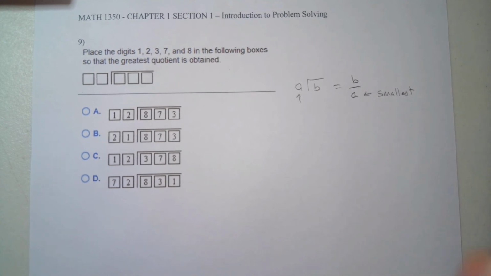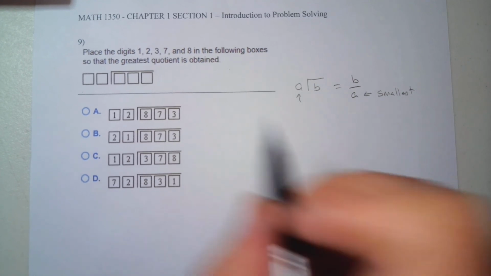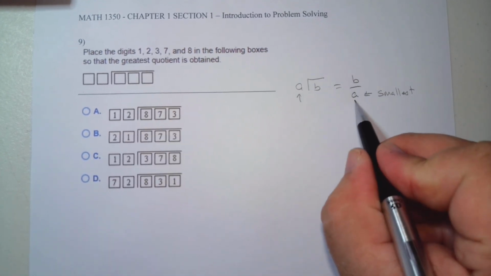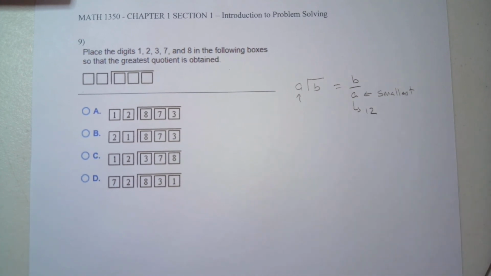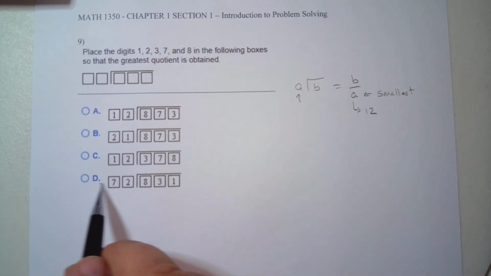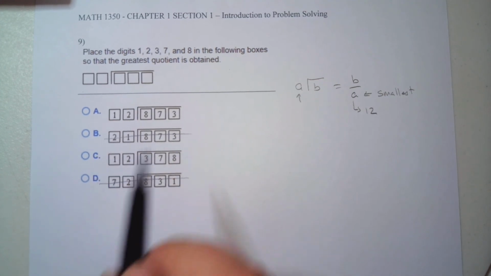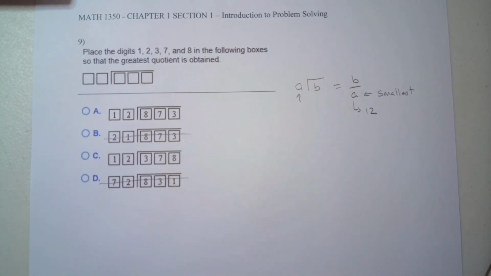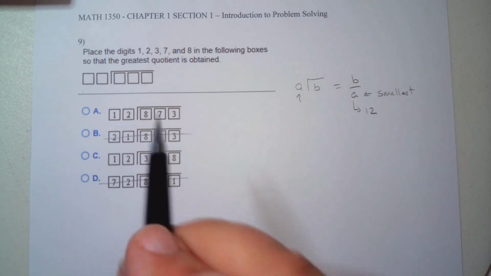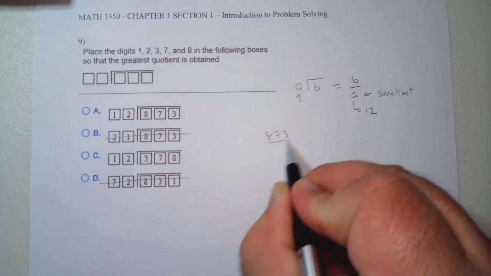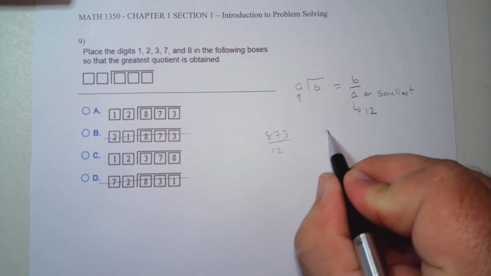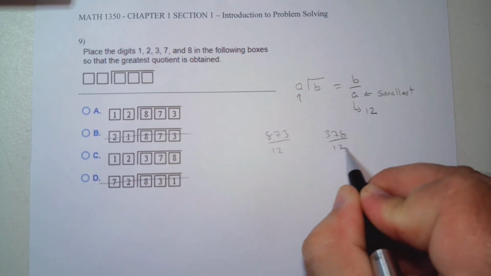the smallest number possible will give us the biggest answer, because we're looking for the greatest answer. So out of these numbers, A has to be 12. So we know D can't be right and B can't be right. So 873 over 12, 378 divided by 12.